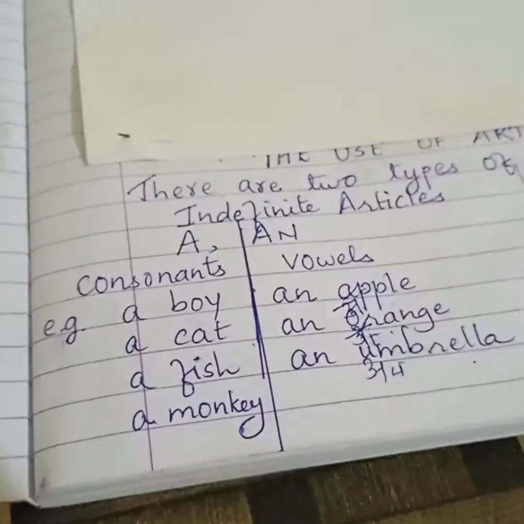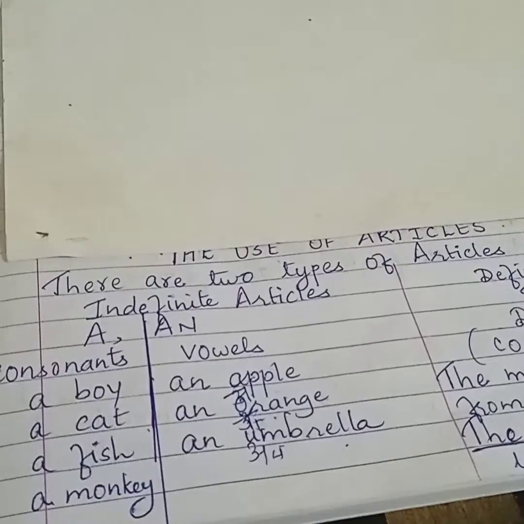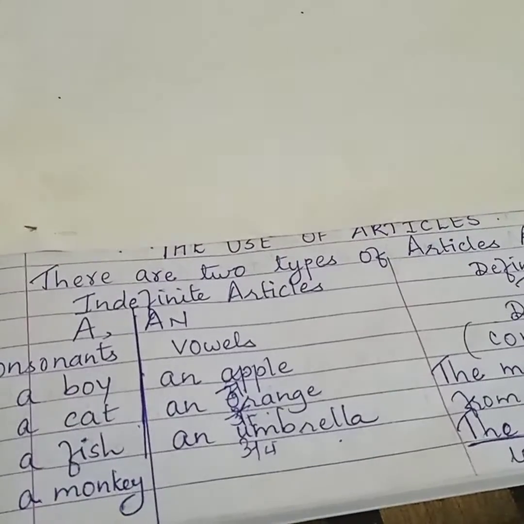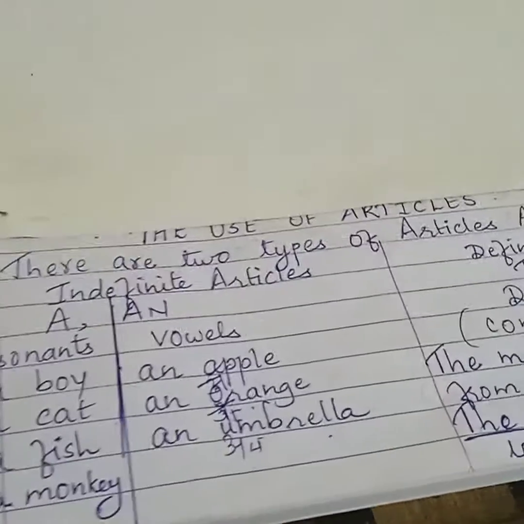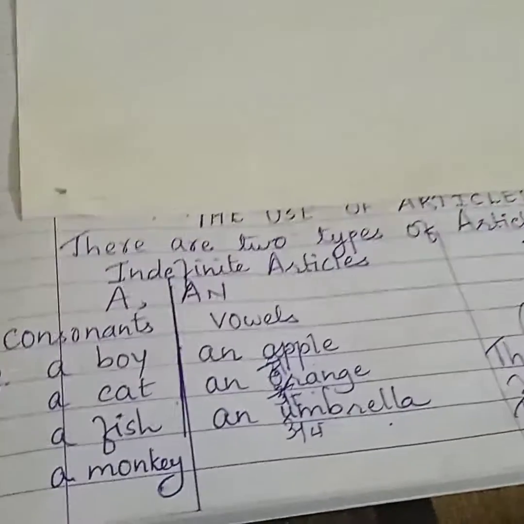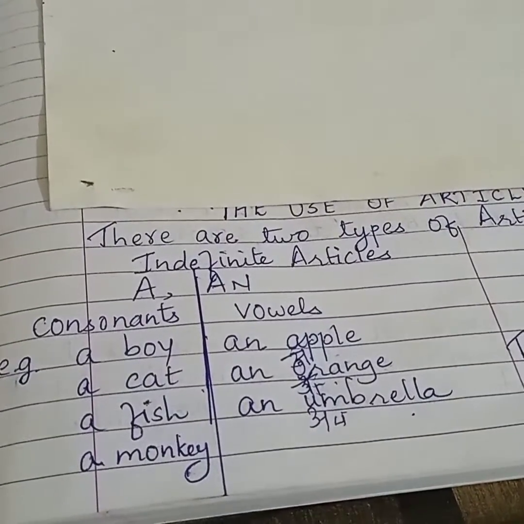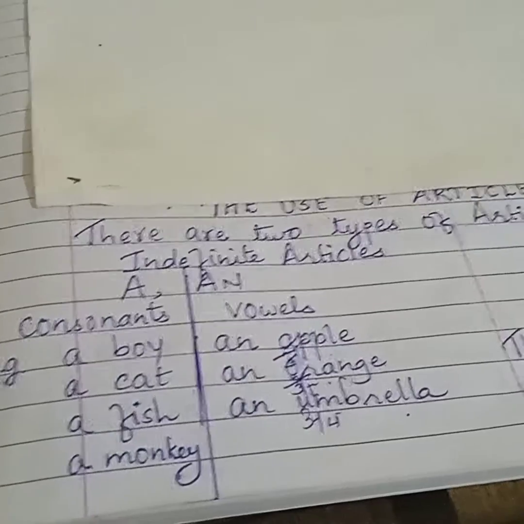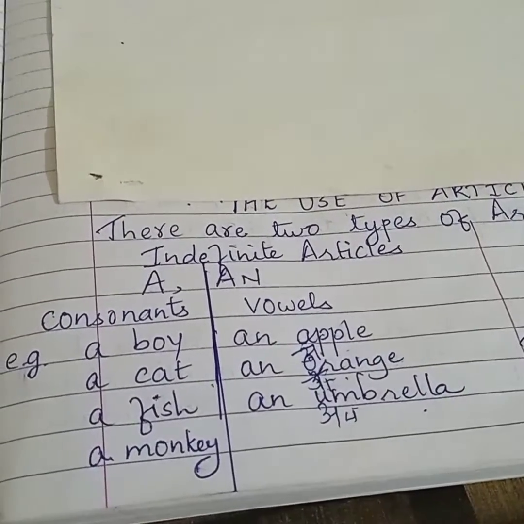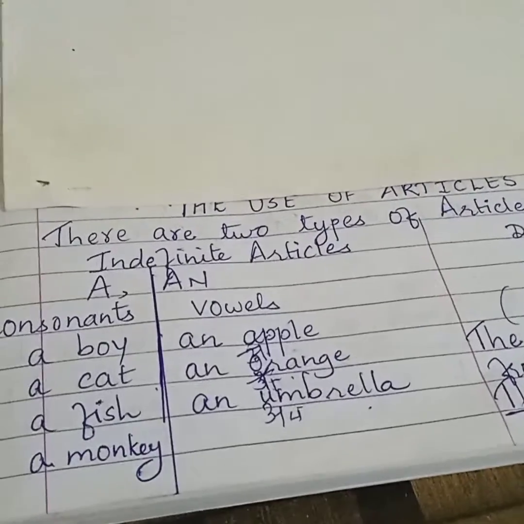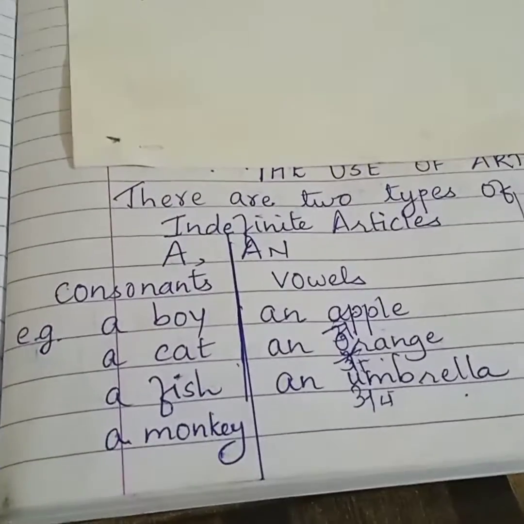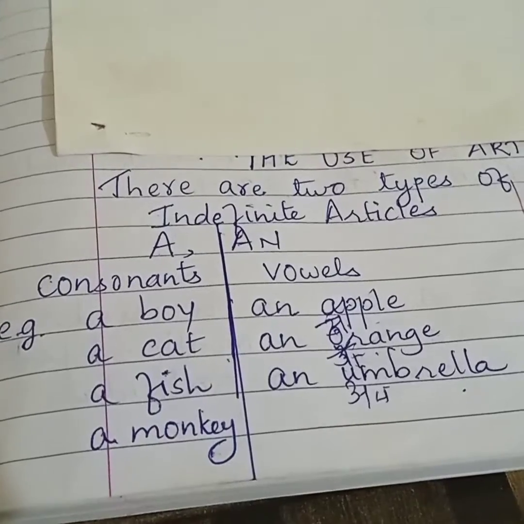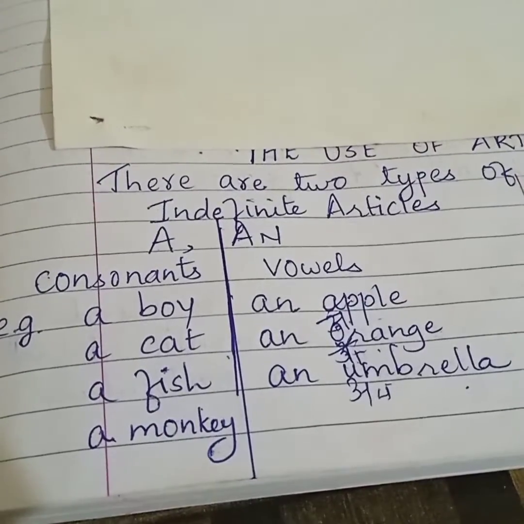Hello friends, in today's video we will learn about the use of articles. In English grammar there are two types of articles. One is the definite article and the other one is the indefinite article. A and An are the indefinite articles and The is the definite article. Now let us see when the article A is to be used and when the article An is to be used.